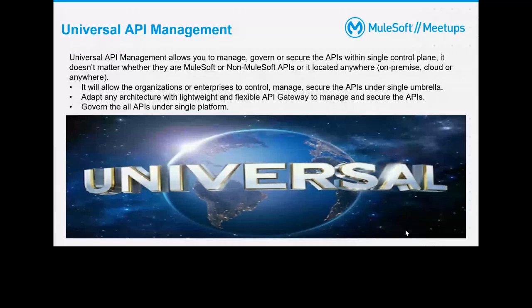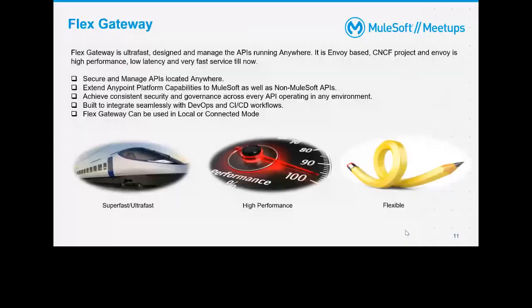It can adapt to any architecture. It doesn't matter if it's monolithic, microservices, or API-led connectivity, and you can govern all your APIs from the single platform. This is the concept MuleSoft launched in 2021. In 2022, they came up with a few products as part of Universal API Management, or improved a few existing products. The main focus of this session is the Flex Gateway.